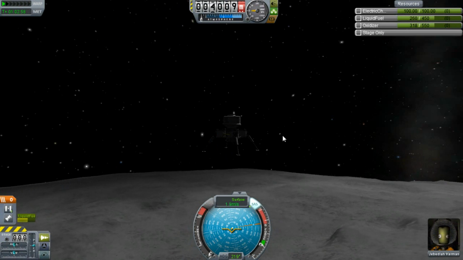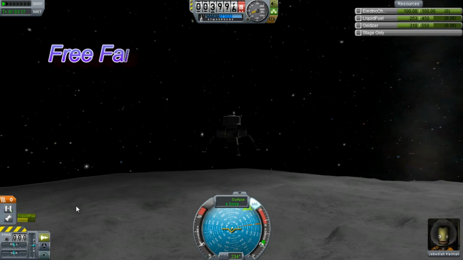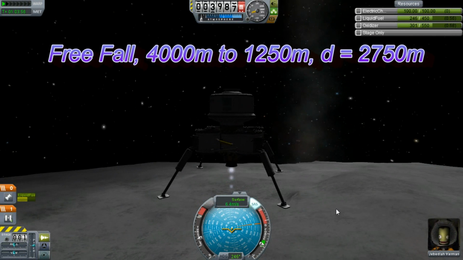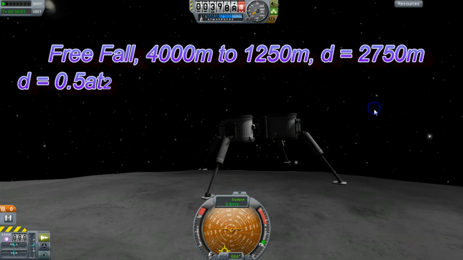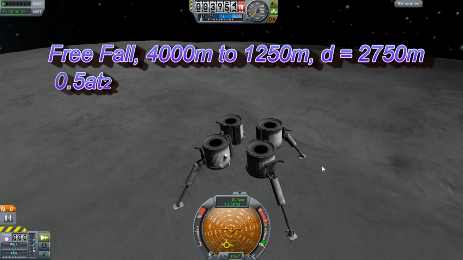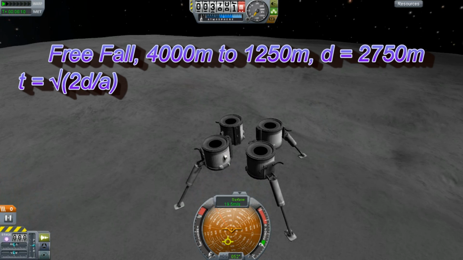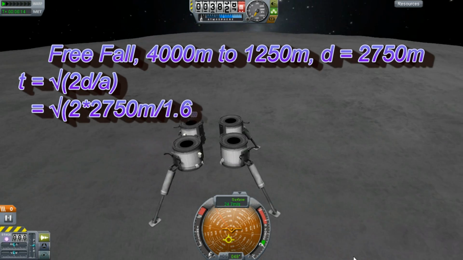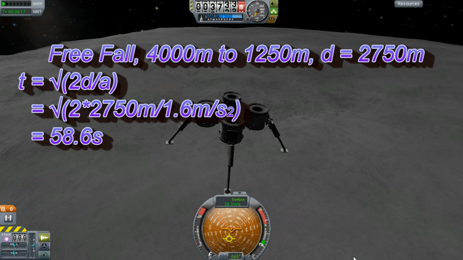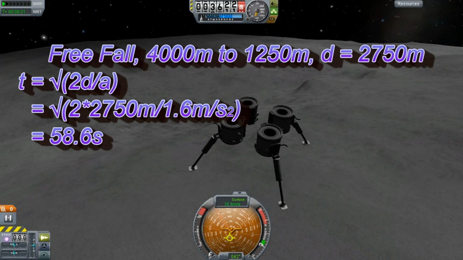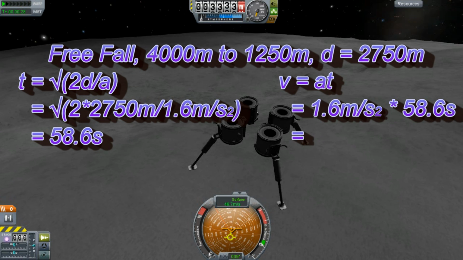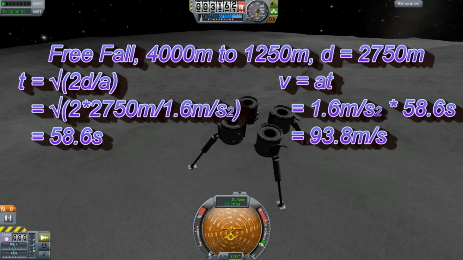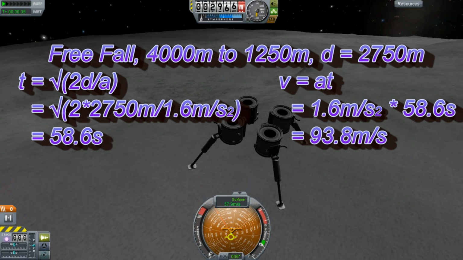I've found it was easier to approach this problem from the idea of what comes down should be able to go back up the same way. So if we assume a starting velocity of 0 at the apoapsis, or the ground, we can use our distance equals 1/2 AT squared formula. And we can switch that around to find the time of a free fall, being the square root of 2 times the distance divided by the acceleration of gravity. So the square root of 2 times the 2750 meters divided by the 1.6 meters per second squared gives us a free fall time of 58.6 seconds, and we can multiply that by the 1.6 meters per second squared acceleration of gravity to end up with our final velocity at impact as 93.8 meters per second.